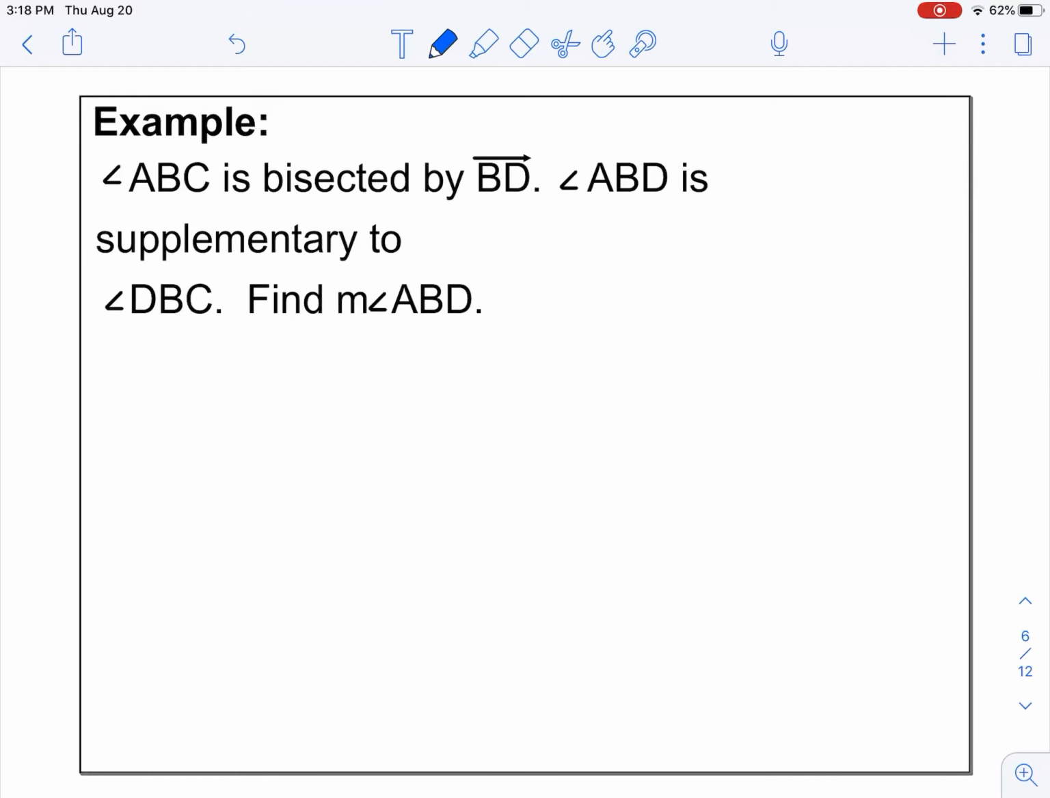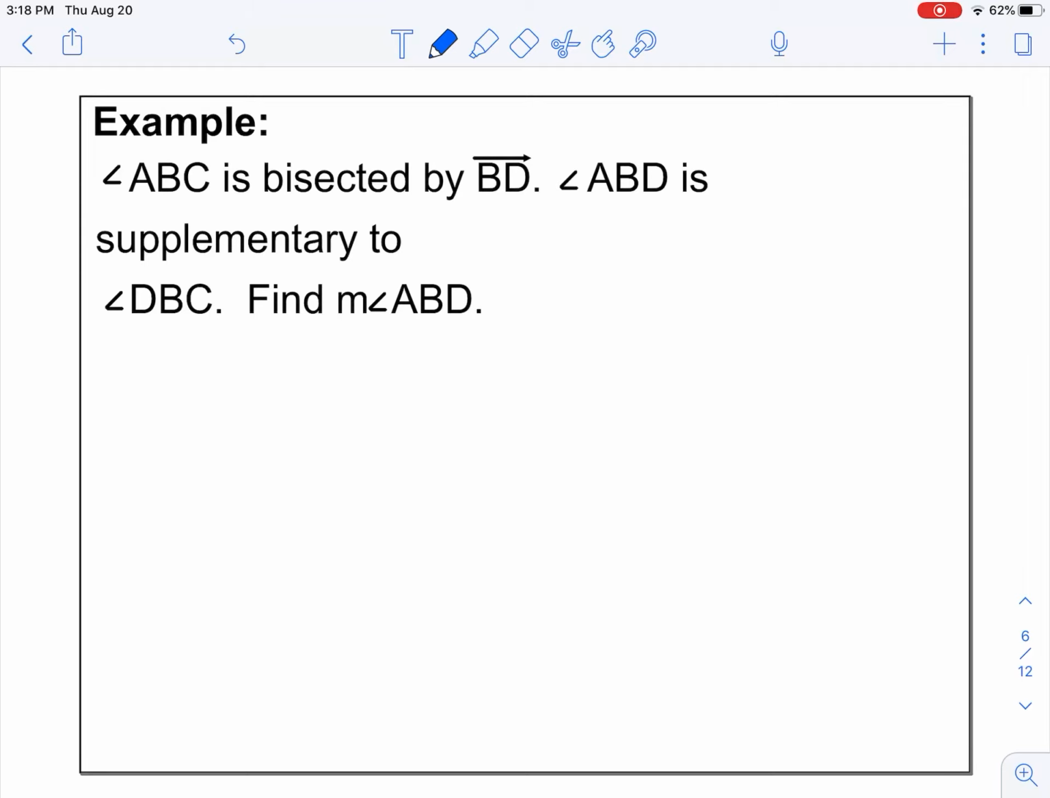All right, next problem here. We have angle ABC is bisected by ray BD, and angle ABD is supplementary to angle DBC. Find the measure of angle ADB.